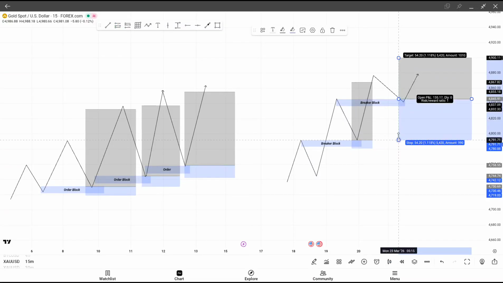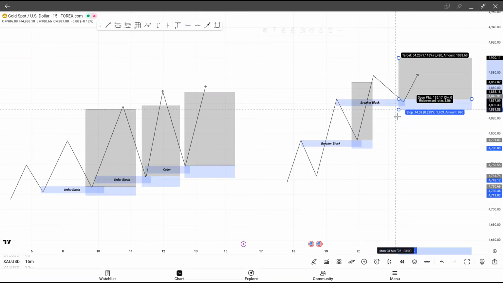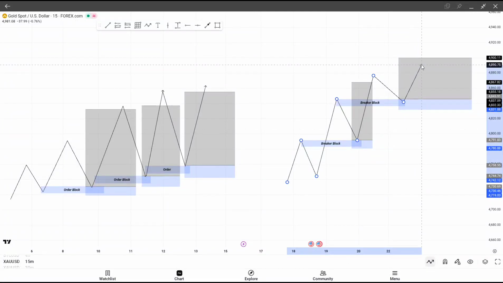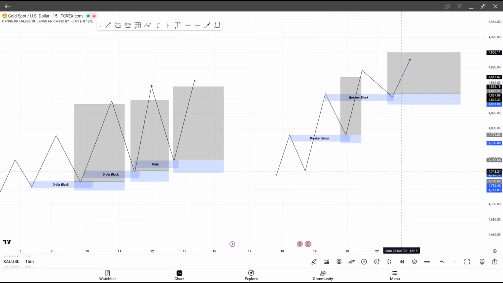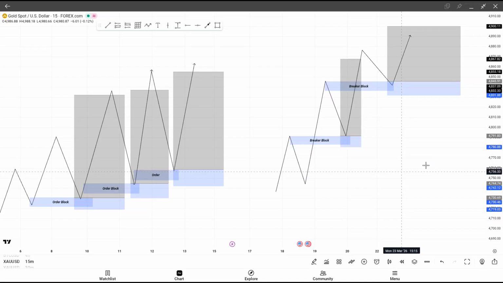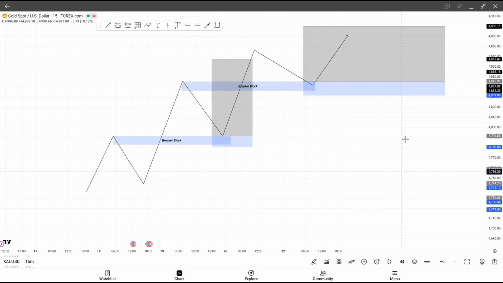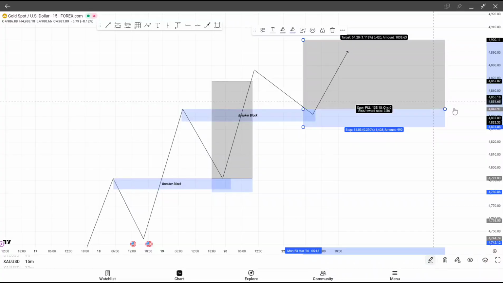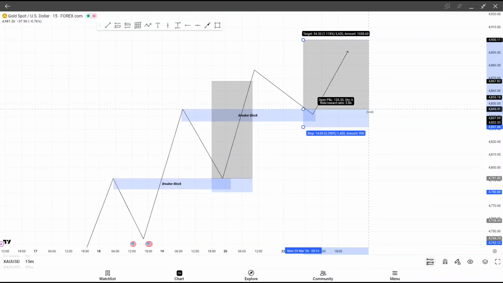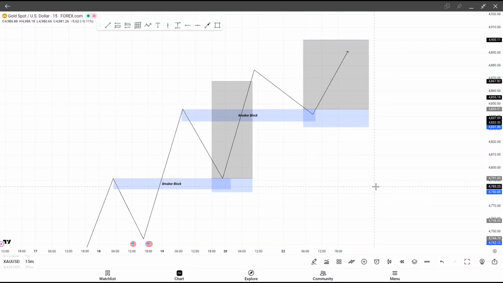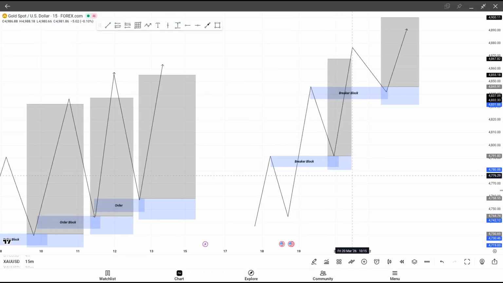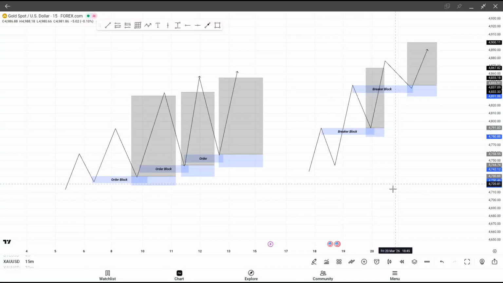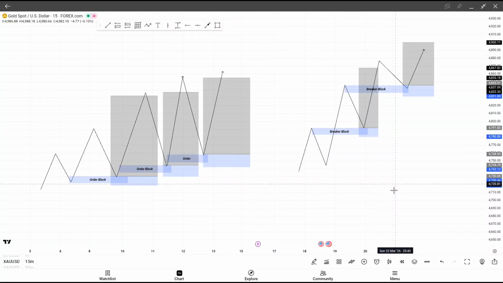Wherever those rules are available, it means that you can use them, right? If the rules are not available at a point of interest, you don't have to use that point of interest to do anything. You only use a point of interest when it takes all the rules possible and makes it worthy to use. All right, this is how a breaker block is supposed to be in a bullish market, and this is how an order block is supposed to be in a bullish market.